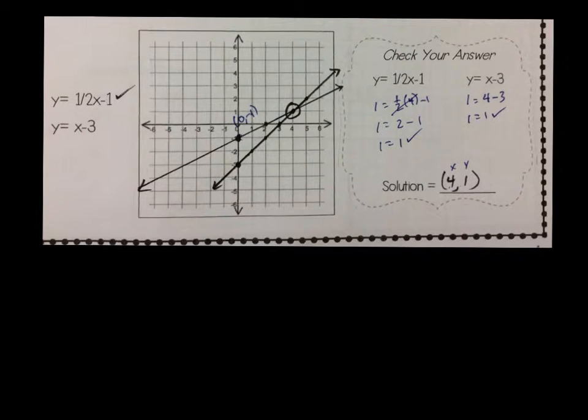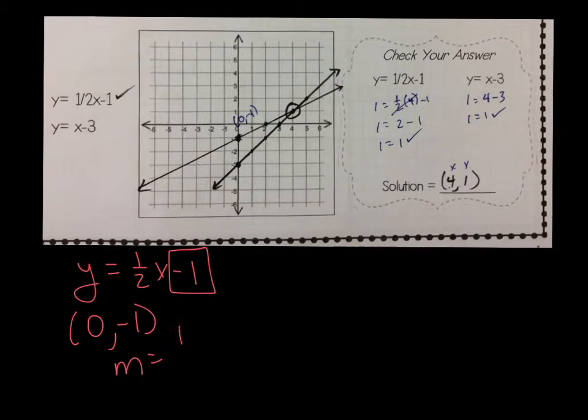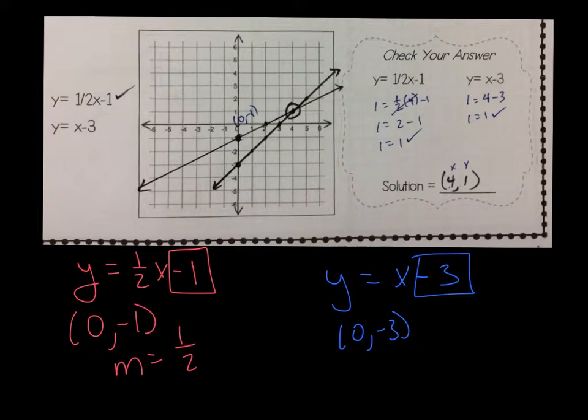On this particular one, you look at y equals 1/2 x minus 1. The y-intercept is 0, -1. That's this part right here. And then the slope is 1/2. So a rise of 1, a run of 2. Then, on the next equation, y equals x minus 3, your y-intercept is 0, -3. That's this part right here. And then your slope, now notice there's no number in front of x. That's an understood 1. So it's 1 over 1.